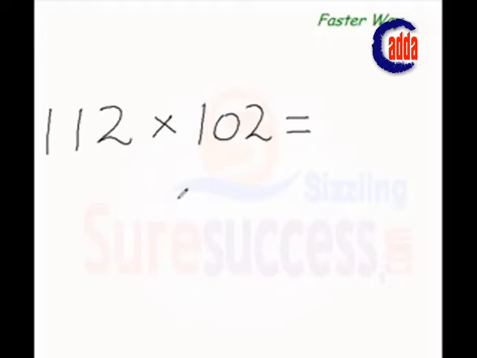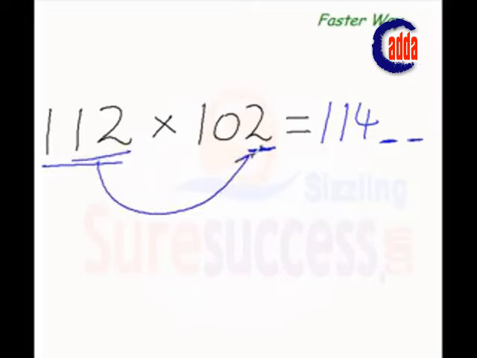So now quickly find out what is 112 times 102. Quickly. The answer would be 11424. Add this 2 to 112, it would be 114. Now 2 more digits to go. So 12 times 2 is 24. So you put 24 here.